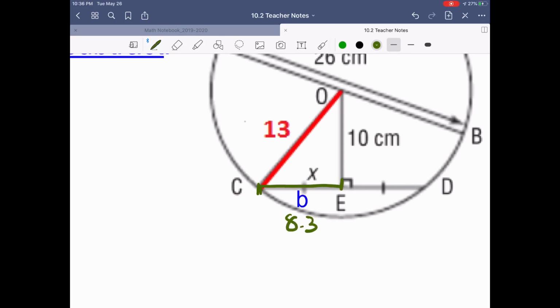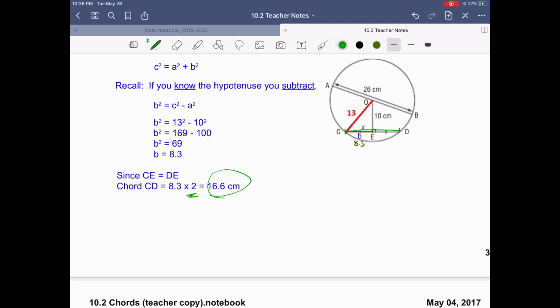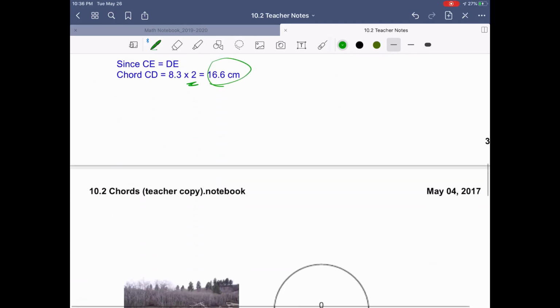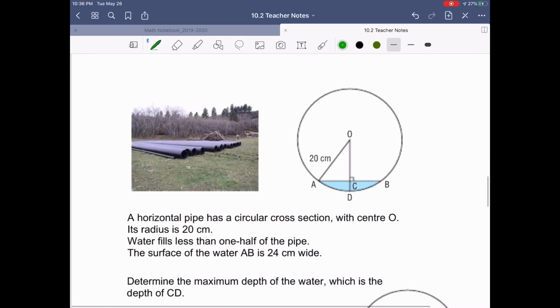But the question asks, what's the length of the whole entire chord from here to here? So if this is 8.3, then all you have to do is times it by 2 to get the full length of the chord, which is 16.6. Okay, so that's another example of a question that you could have to solve. This type of question is actually really common, okay?